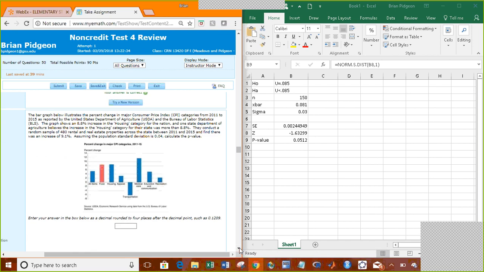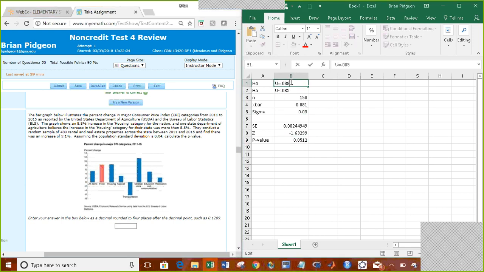Alright, same question, just now the graph shows an 8.8% increase, so 8.8% is 0.088 as our null. They conduct a sample of 480. X bar is 0.091, and actually our alternative is more than as well. They believe it's greater than 8.8%. Sigma is 0.04. And so everything is good except our z-score needs to be 0.088.